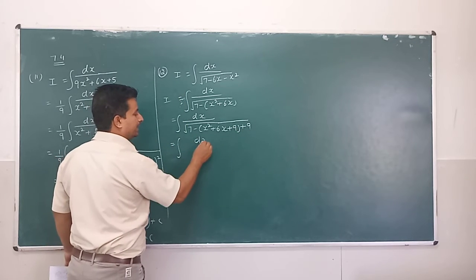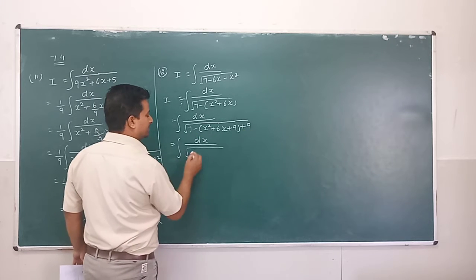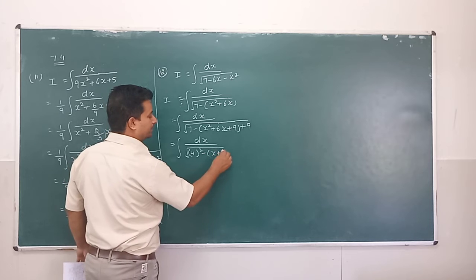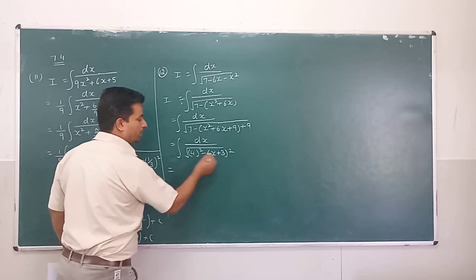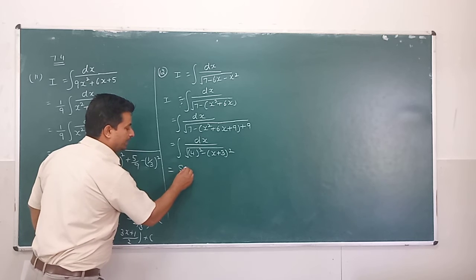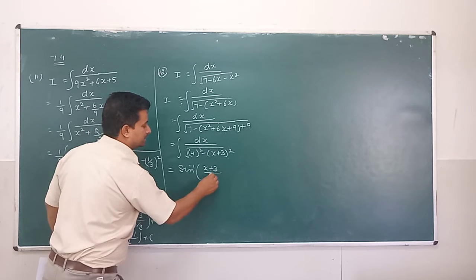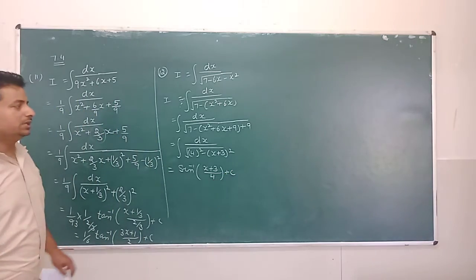This means 9 is added and subtracted. 7 plus 9 is 16. 16 is 4 whole square. This is x plus 3 whole square. This is the formula of integral of 1 upon square root of a square minus x square, which is sine inverse x upon a plus c. So this is the answer.